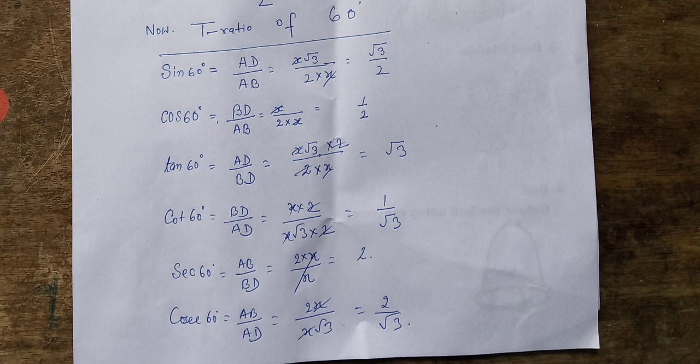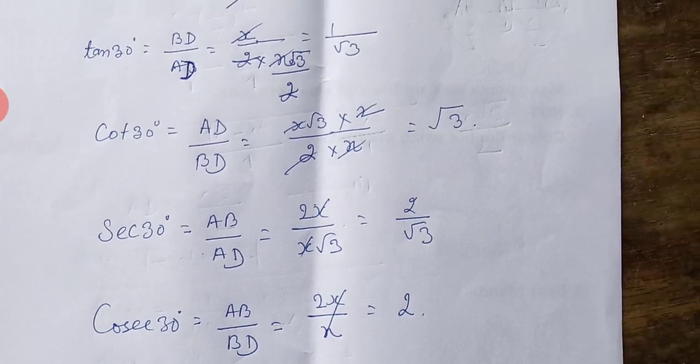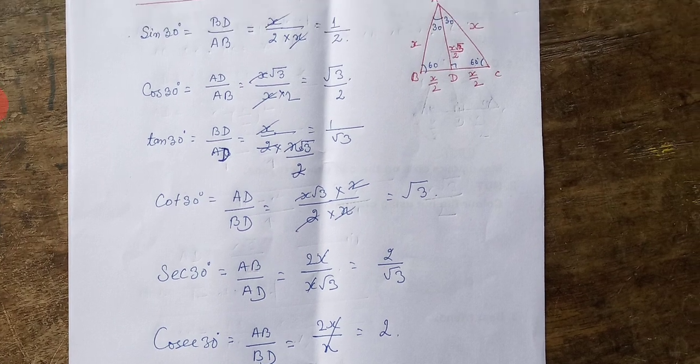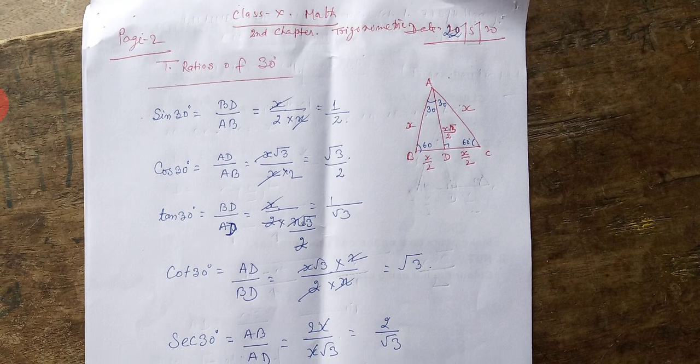Now come to page number 2. T ratios of 30 degree. How can we get them? Look at this. This is the figure of triangle ABC having 60 degree in each angle. Angle A is equal to 60 degree, angle B is equal to 60 degree, and angle C is also 60 degree, and AD is the perpendicular on BC.